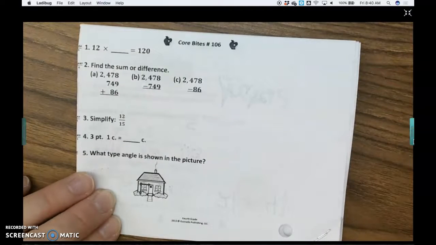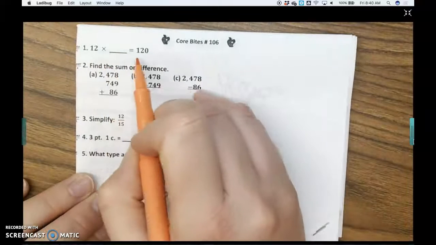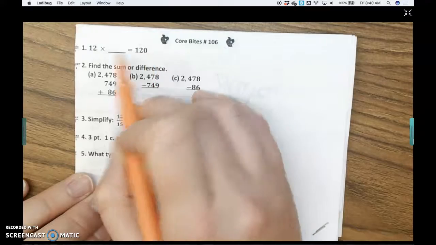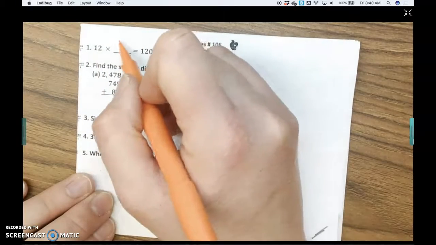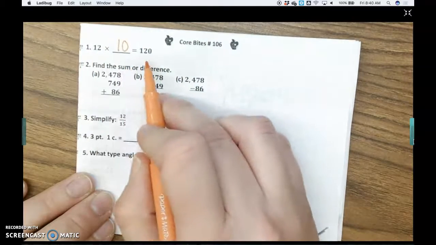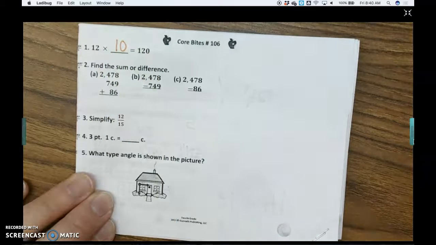So the first one, you're trying to figure out the missing number. So 12 times something gives you 120. And so you know if it has a 0, if you just do 12 times 1 is 12, add the 0, that would give you the 120. 12 10 times. So 12 times 10 is 120.